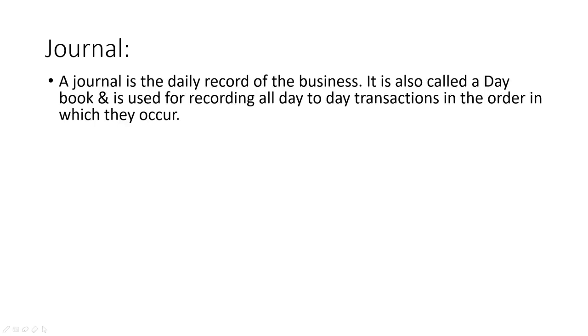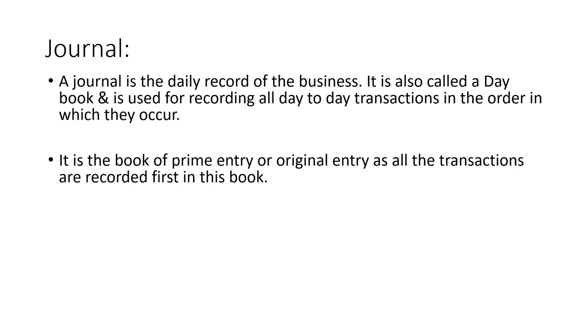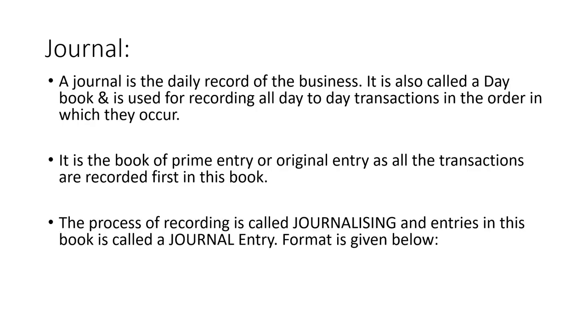Basic definition of journal, the introduction to it. A journal is a daily record of business. It is also called a day book and is used for recording all day-to-day transactions in the order in which they occur. So as they happen, it is being recorded. This is what is called journal. It is a book of prime entry or original entry, as all the transactions are recorded first in this book. So this is the point of start for accounting. The accounting begins with journal entry. After journal entry, only other things happen. The process of recording is called journalizing, and the entry in this book is called a journal entry.